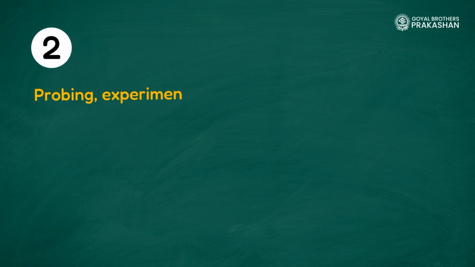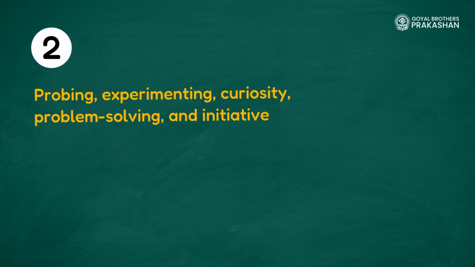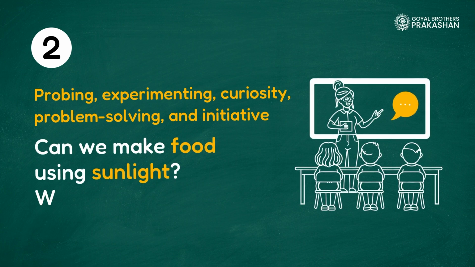Activities should encourage probing, experimenting, curiosity, problem solving, and initiative. You can organize a classroom discussion on whether humans are capable of making food using sunlight. Whatever their answer, ask them why they think so. You are making them think, which will encourage them to seek answers.